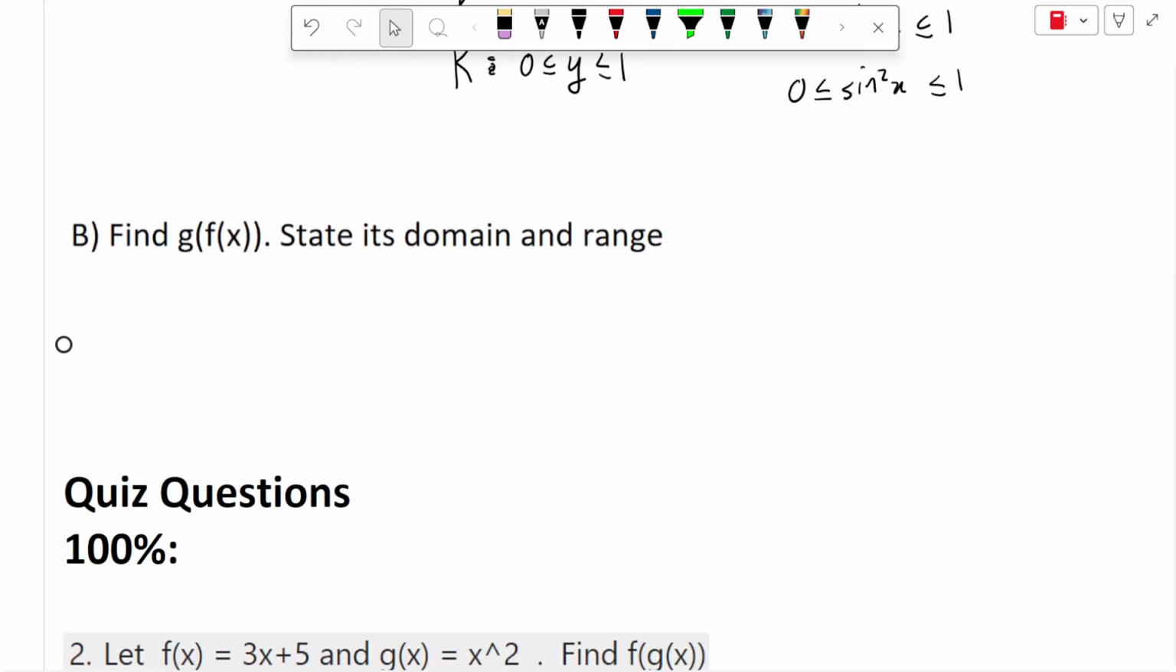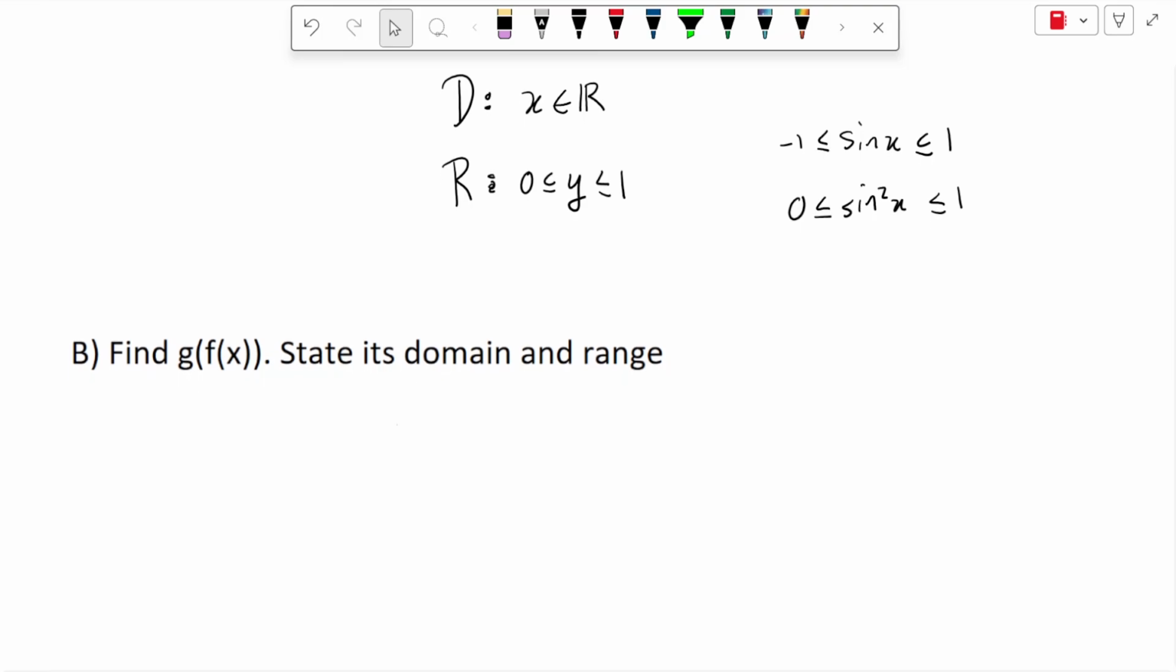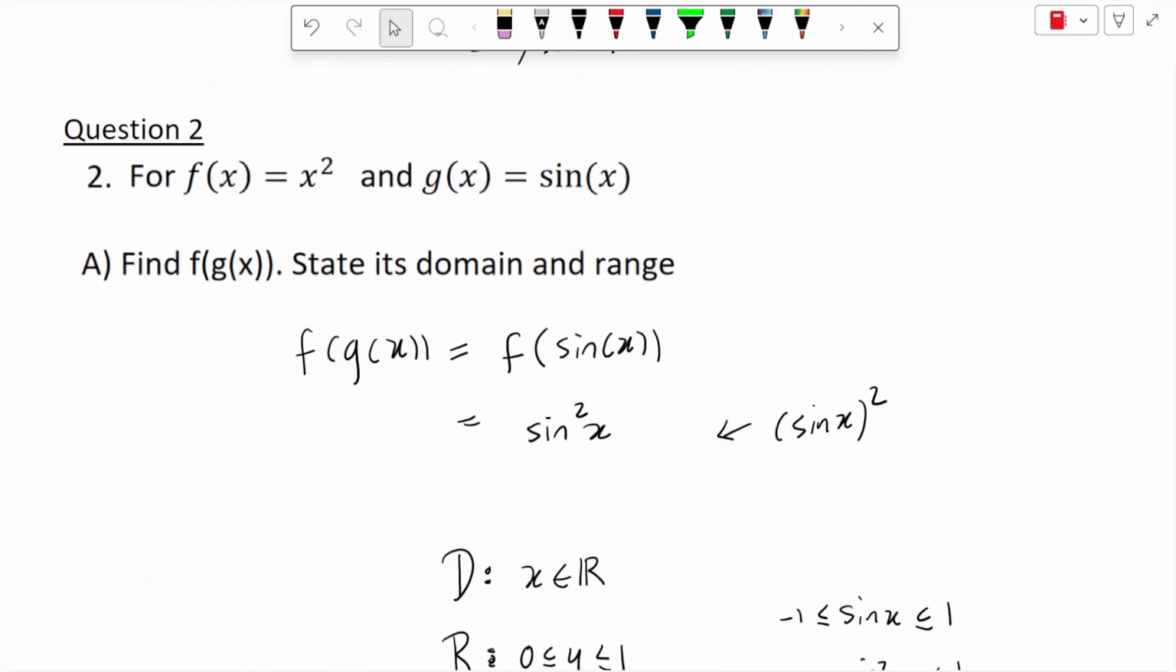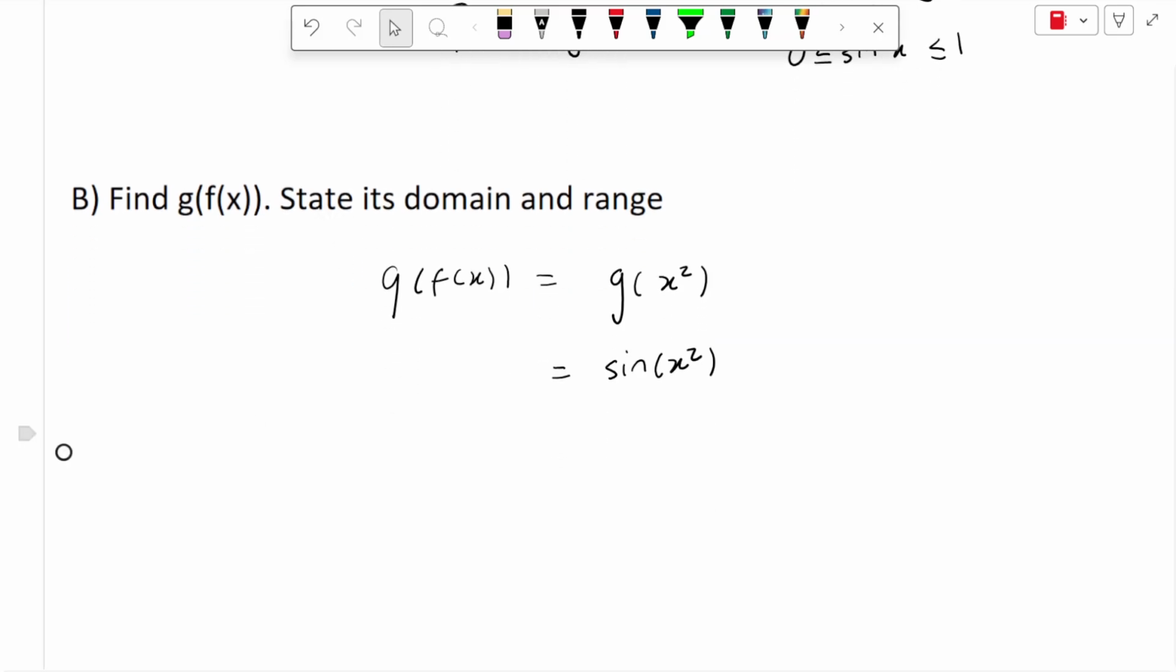Find g of f and let's state its domain and range. So g of f of x is going to be g of x squared, which is going to be sine of x squared. Okay, so a little bit different to what that original function was. So you can think about it, the domain, again, we can just plug in any real number. And for the range, we're just going to have a sine value. So sine of any real number is -1 up to y up to 1.